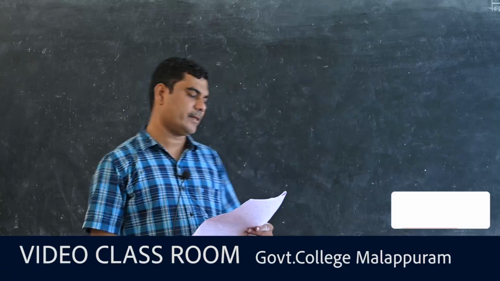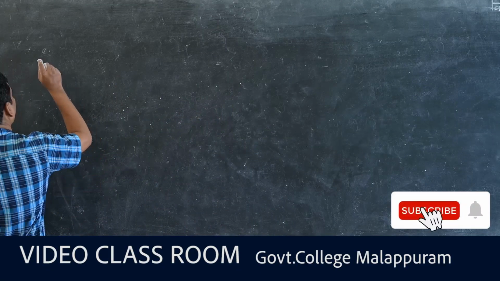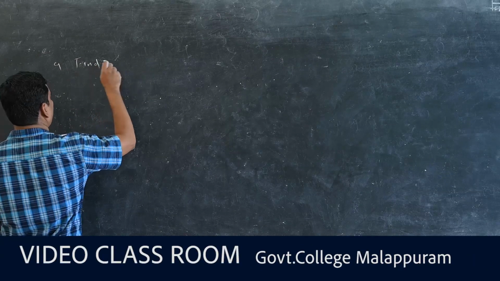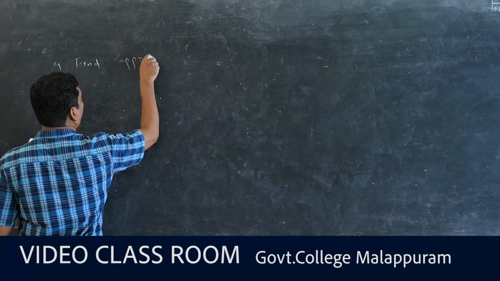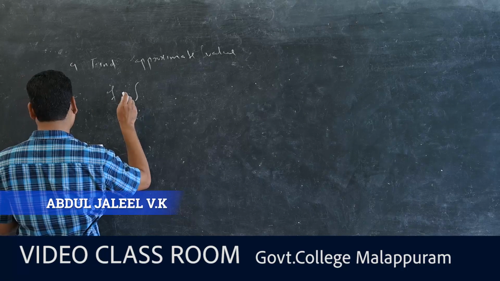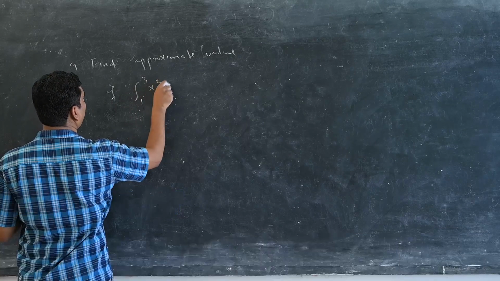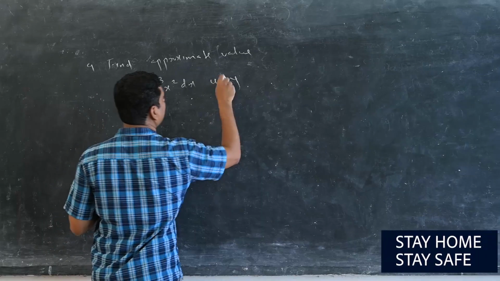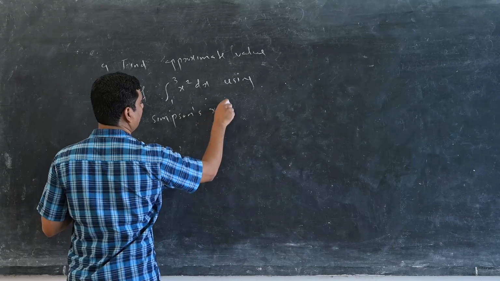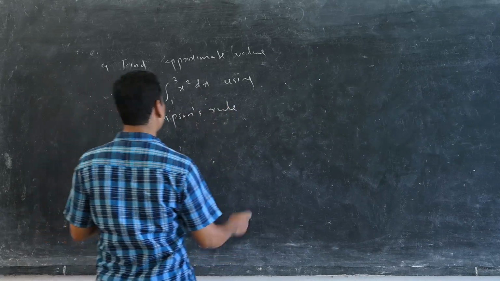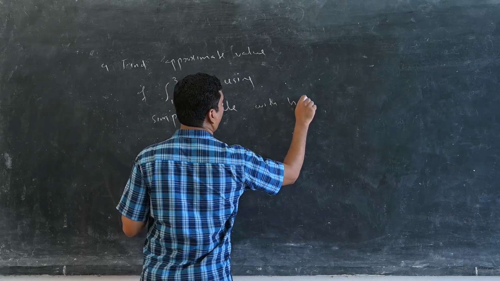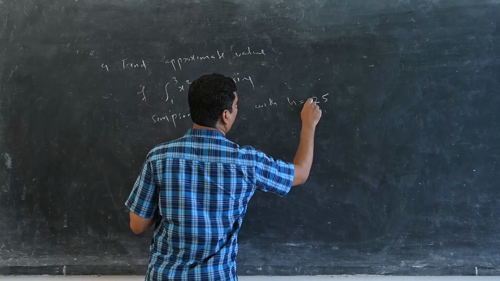Next example is: find the approximate value of integral 1 to 3 of x square dx using Simpson's rule with h is equal to 0.25.